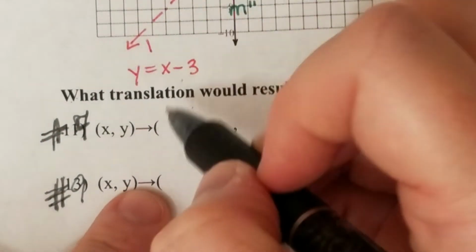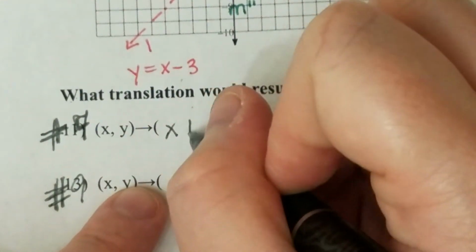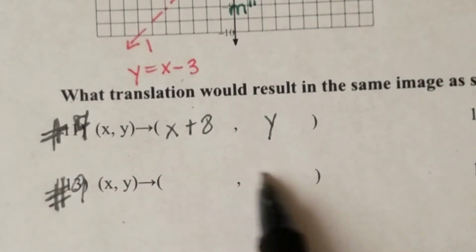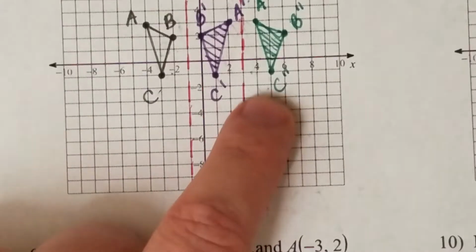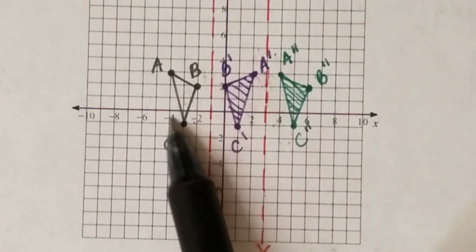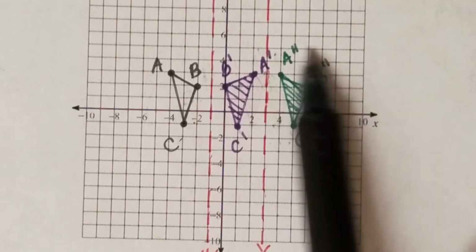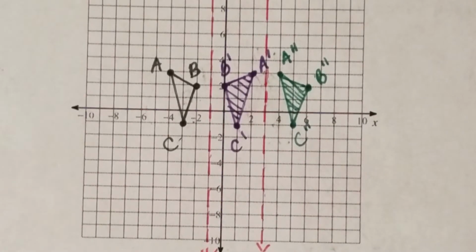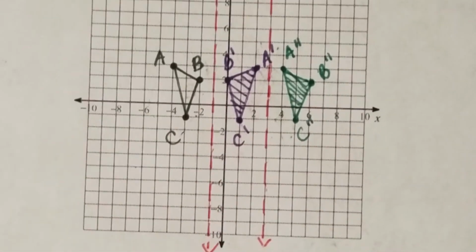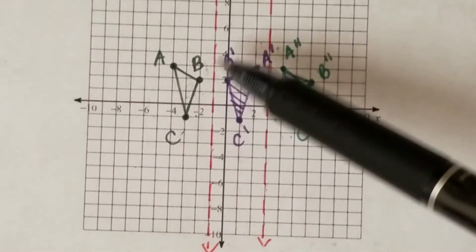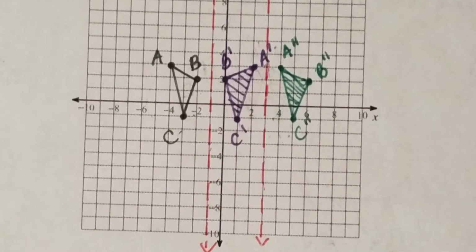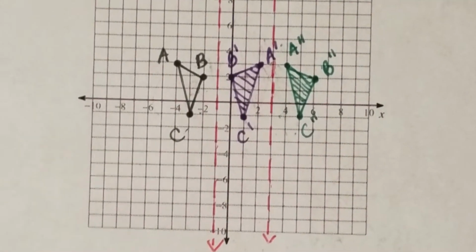So if I want to write the rule here, for every x, y, I'm going to add 8 units, but y is going to stay the same. So this is the translation that will also result in my final image that I have here. If I just took this triangle ABC and shifted it right 8 units, I would end up with this image, which happens to be the same thing as if I reflected it over the line x equals -1 and the line x equals 3. And that happens because the two lines of reflection are parallel. If they are not parallel, then that won't occur.